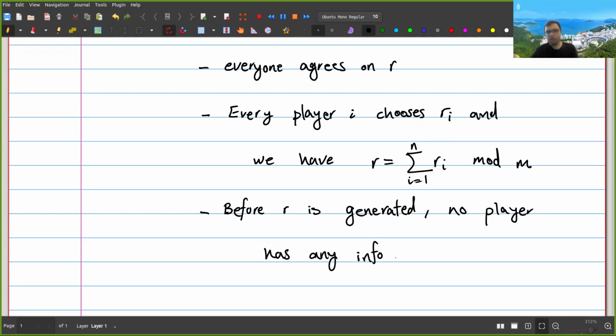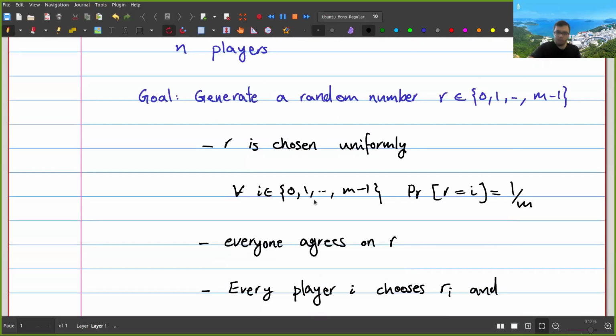And of course, when I say they have no information, this is much stronger than saying that they don't know the value of R. I'm saying they don't know anything about R. For example, they cannot know that R is odd or even. They cannot rule out any of the values between 0 to m minus 1.